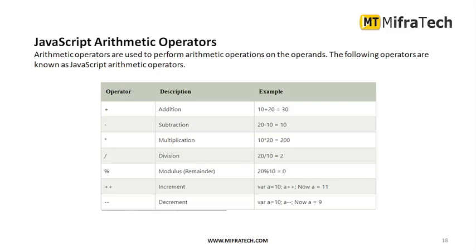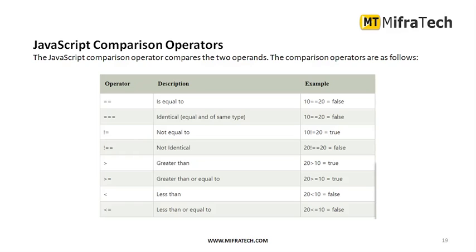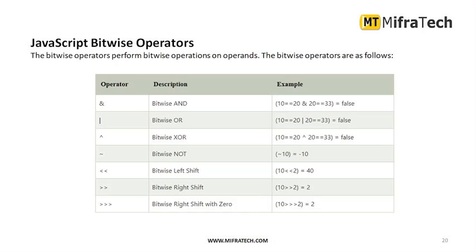We can perform these easily. And comparison operators are equal to, identical, not equal to, not identical, greater than or equal to, less than or equal to. And bitwise operators are bitwise AND, bitwise OR, bitwise XOR. You have to be familiar with the operator and its description, because when we are using a bitwise AND and a bitwise OR, it will give different operations. And bitwise left shift and bitwise right shift with zero fill, it will perform.